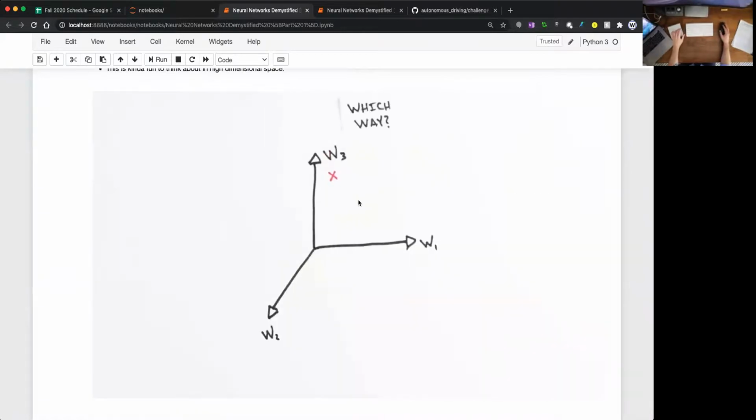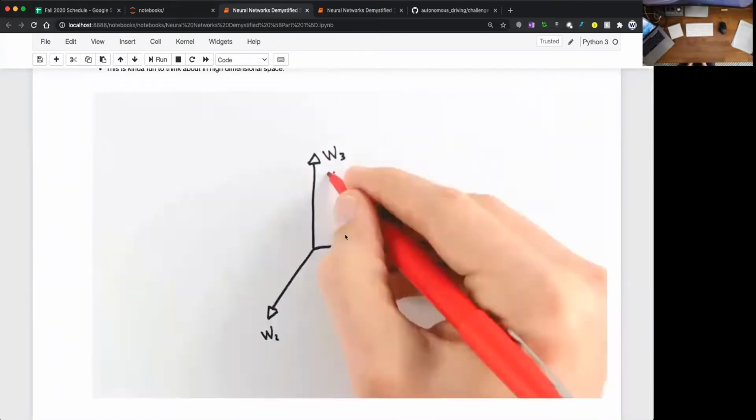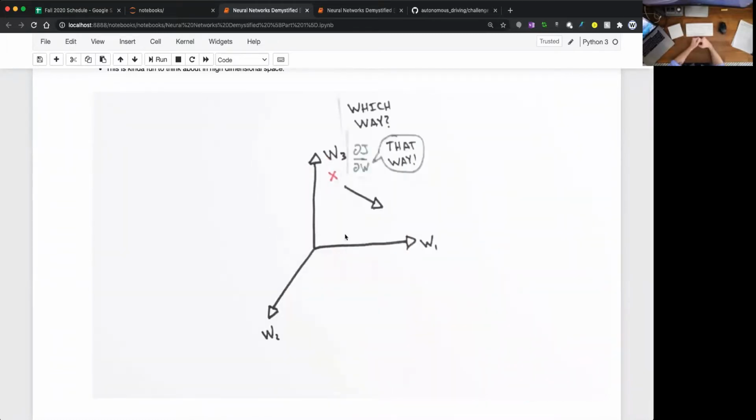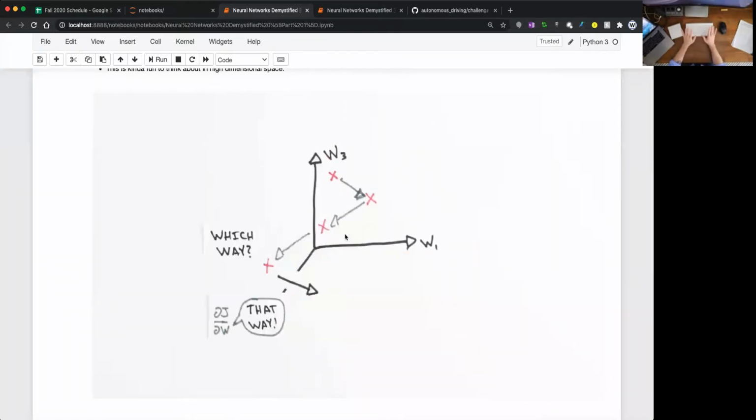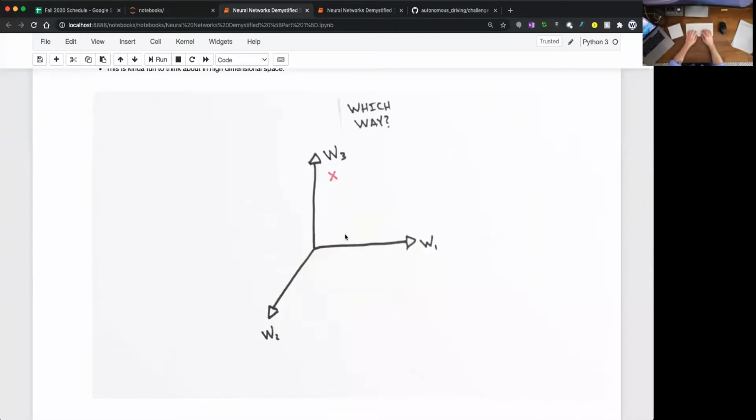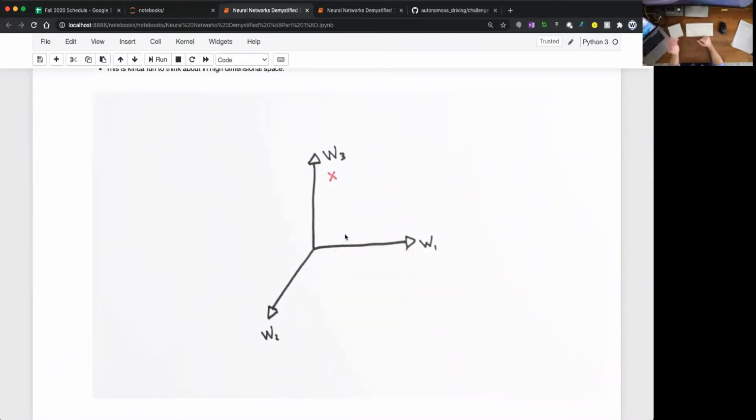So instead of basically trying every possible combination of weights, we're just going to start with one set of weights. We're actually going to choose them randomly, and then we're going to take that initial location and compute the gradient. We're going to say, okay, which way is downhill? Which direction will reduce my cost function? And then we're just going to iteratively take steps that way.